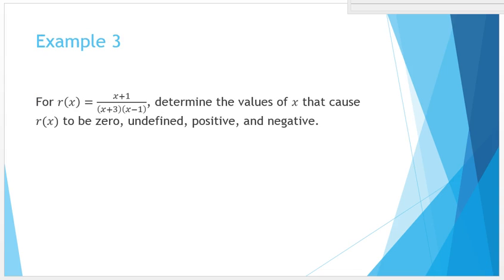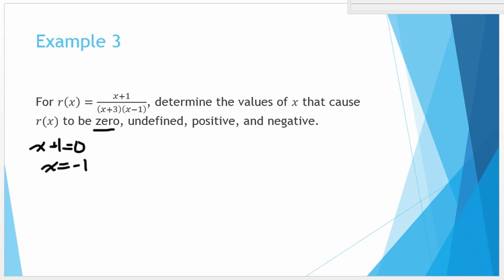So here's an example similar to what you'll have in your assignment. First, they want us to figure out where this r of x function equals 0. So for that part, we're only going to be looking at the numerator. So if I say when does x plus 1 equal 0, and then solve the equation, we have -1. That's our answer for when this equals 0.